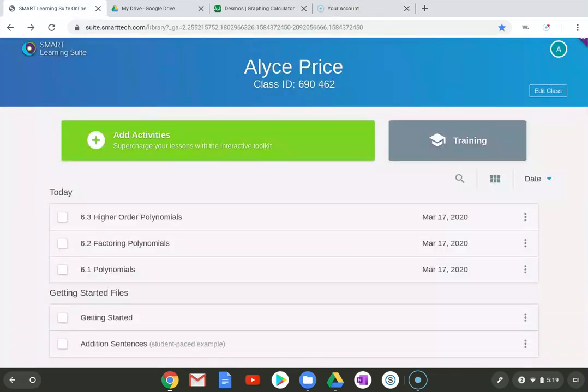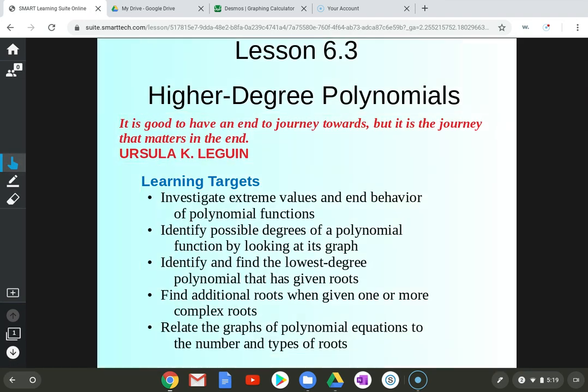Hi everyone, so it is time again to do our next lesson. We're doing section 6.3, which is higher degree polynomials. So today we're going to be talking about a concept called end behavior, and we're going to start to learn how the polynomial function relates to its graph.